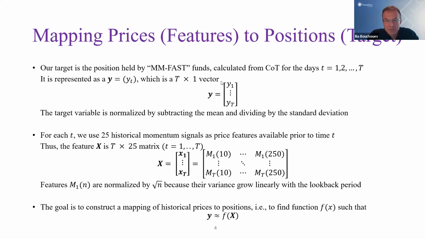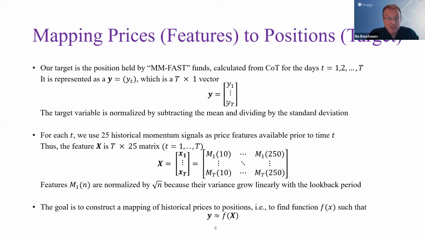So our target is mathematically what we call a vector, because on every day you get a number, which is y, and you have T of those days. I use bold symbols to represent vectors and matrices, and the regular font for scalars. So you have T days here, so you have a vector of historical positions. And we also normalize that by subtracting the mean and dividing by the standard deviation. That's mostly to gain some computational efficiency, to eliminate some trend in historical data. That's a fairly standard practice.